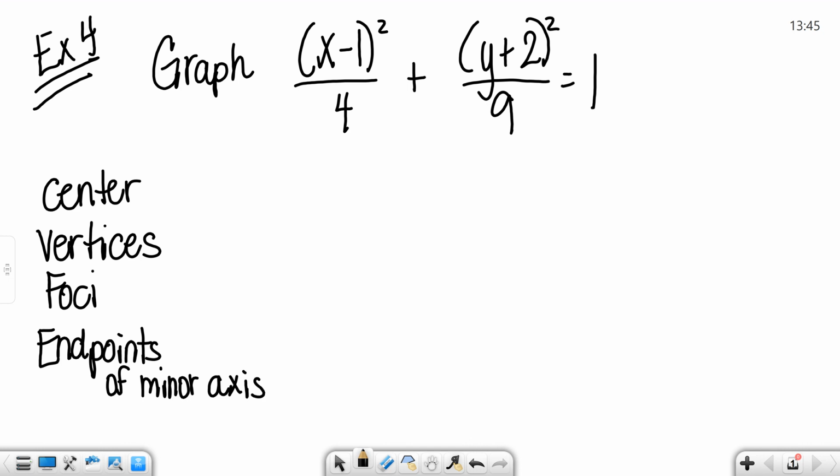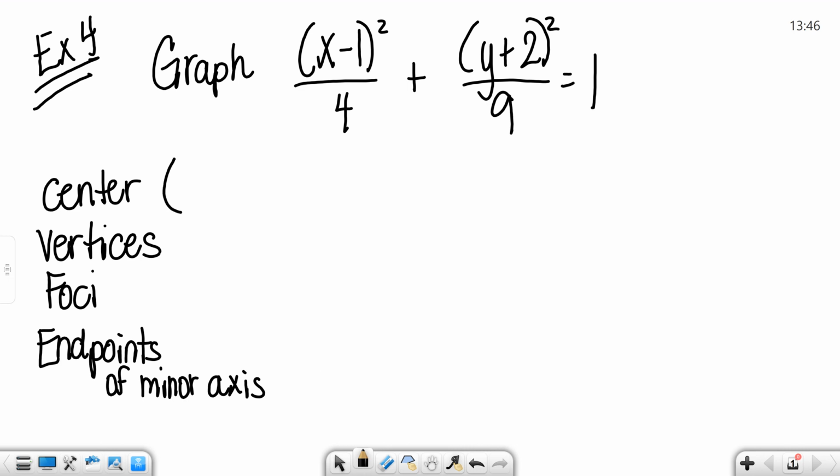So in order to find the vertices, I've got to know the value of A. In order to find the foci, I've got to know the value of C. And in order to find these endpoints, I have to know the value of B so that I can find all of these. Okay? So those are not my answers there. I just wanted to go over what I would be needing there.